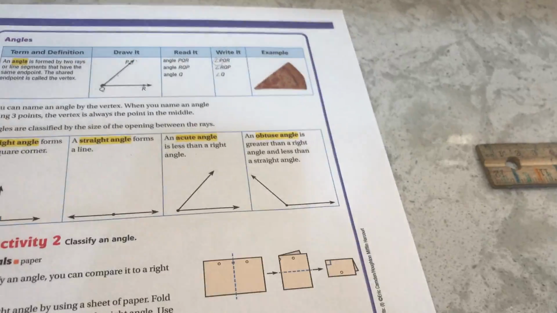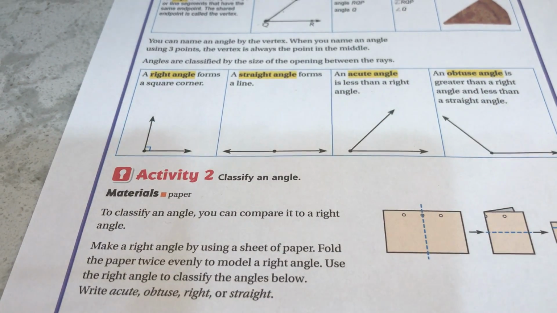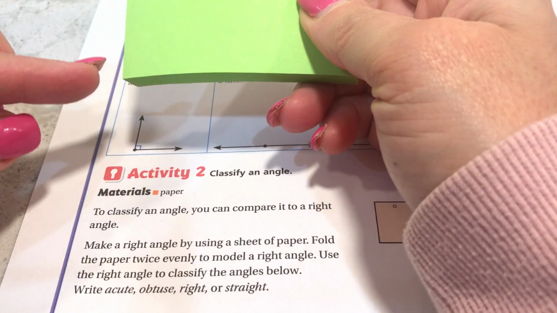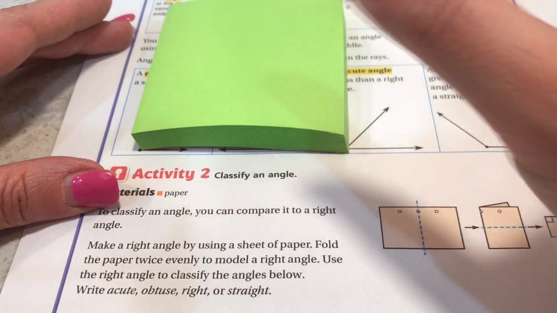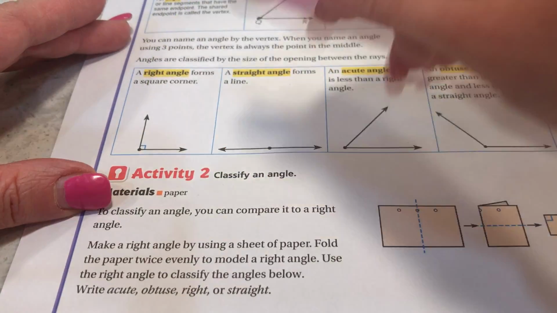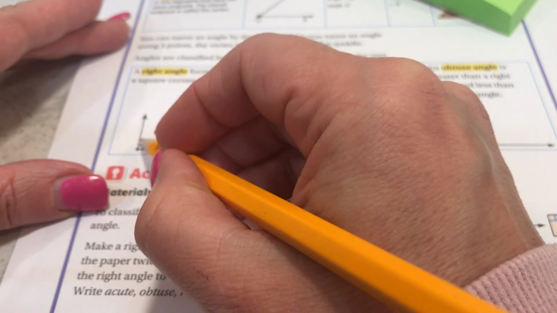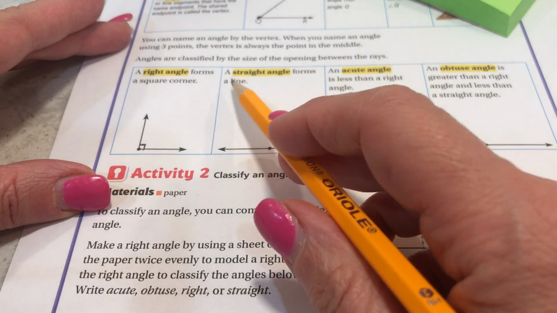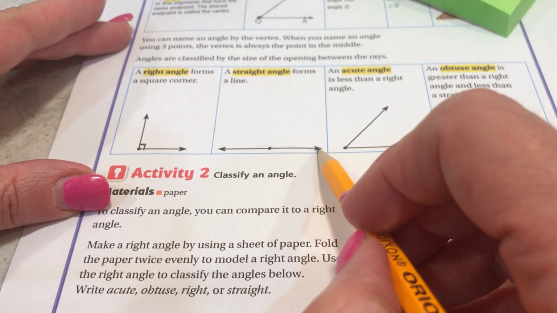A right angle forms a square corner. So I always like to take a handy dandy Post-it note. Let me grab one. These Post-it notes are really nice and easy to work with. And the corner, of course, that's a right angle. And I'm just going to put it right in there. And you can see that is a right angle. And that is the icon, that square, that indicates a right angle. A straight angle forms a line.